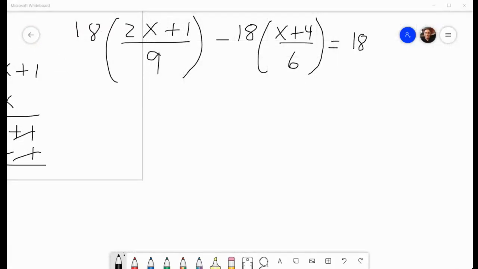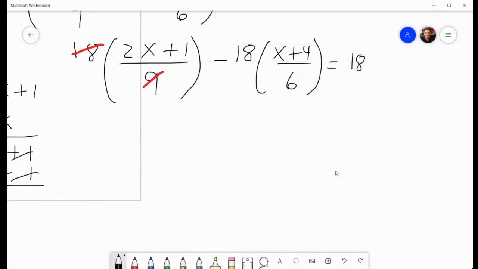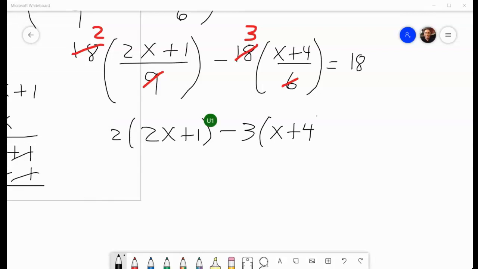Okay, so let's cancel a bit. So we have the 9 is gone, 18, let me move that down a bit. There we go. So 18, right, that's going to become 2. 6 is gone, 18 becomes 3. So what we get is 2 times 2x plus 1, right? Minus 3 times x plus 4, all equals 18.